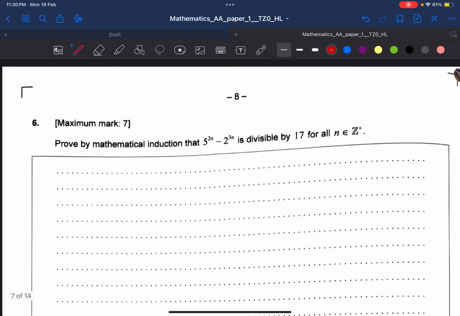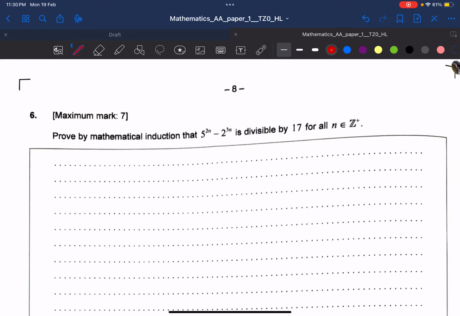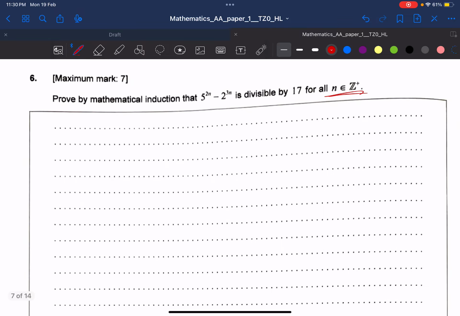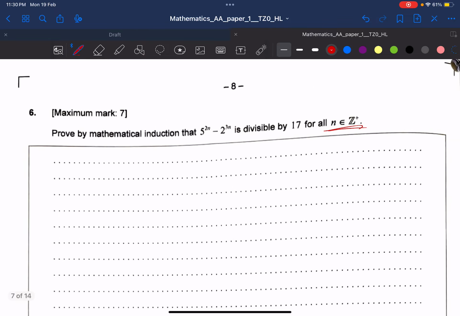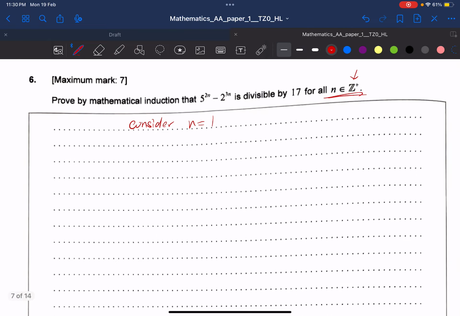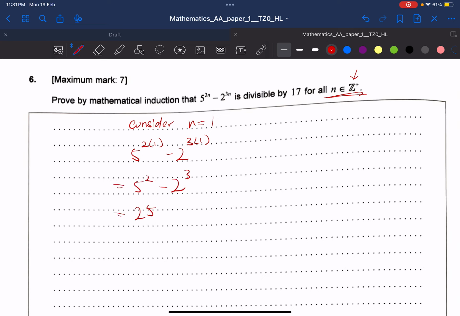Okay, proven by mathematical induction. So it's a divisibility question. So first, always look for the domain of n. So think of the first number when you look at the domain, and it's a positive integer. So we consider n equals 1. So we have 5 times 2 to the power of 1, minus 2 to the power of 3 times 1. So the first step should be easy. So it's like 25 minus 8. So obviously this is 17. And therefore this is true for n equals 1.